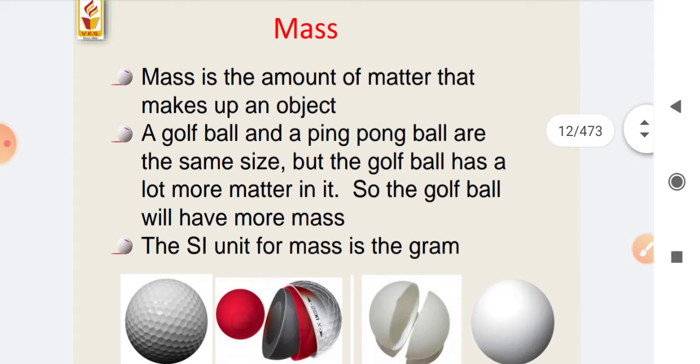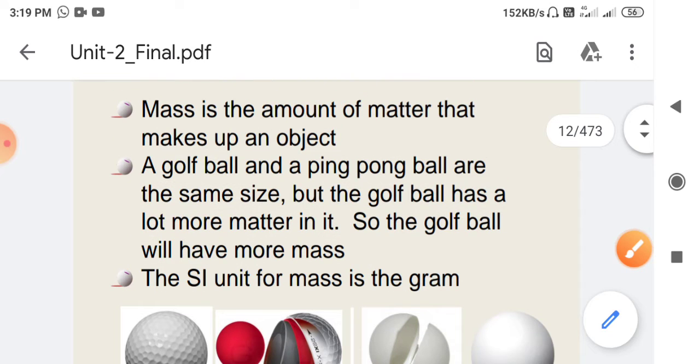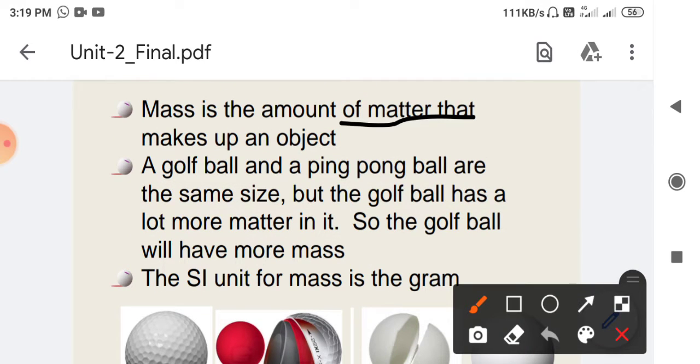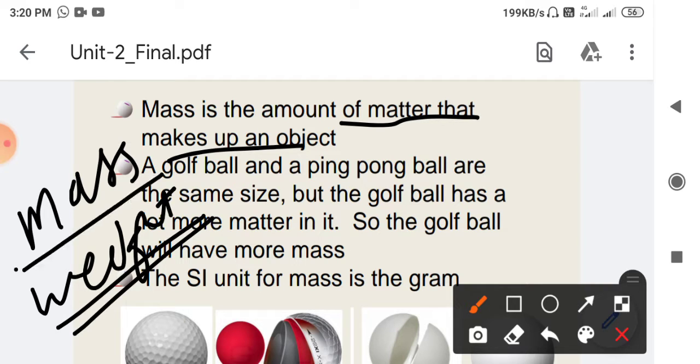Now the next variable is mass. Mass is the amount of matter that makes up an object. One important thing here is mass and weight. So what is the difference between these two?